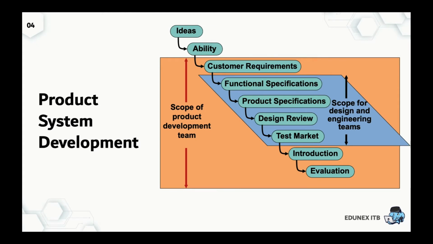The scope of the product development is from the customer requirement until the evaluation, but the scope for the design and engineering team's work is from when we already understand the functional specification until the testing. Other than this, this is the area of marketing, to gather the customer requirement and introduce the product to the market.